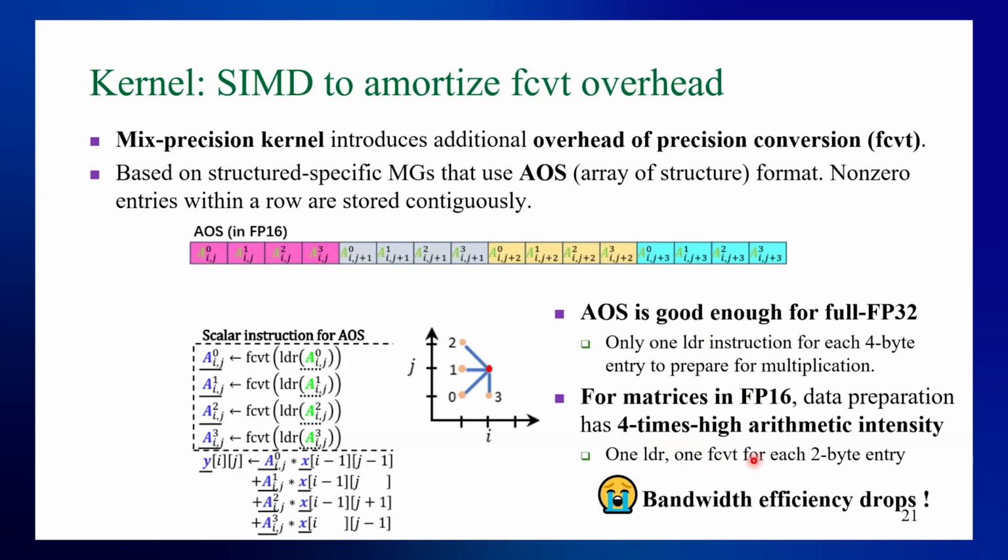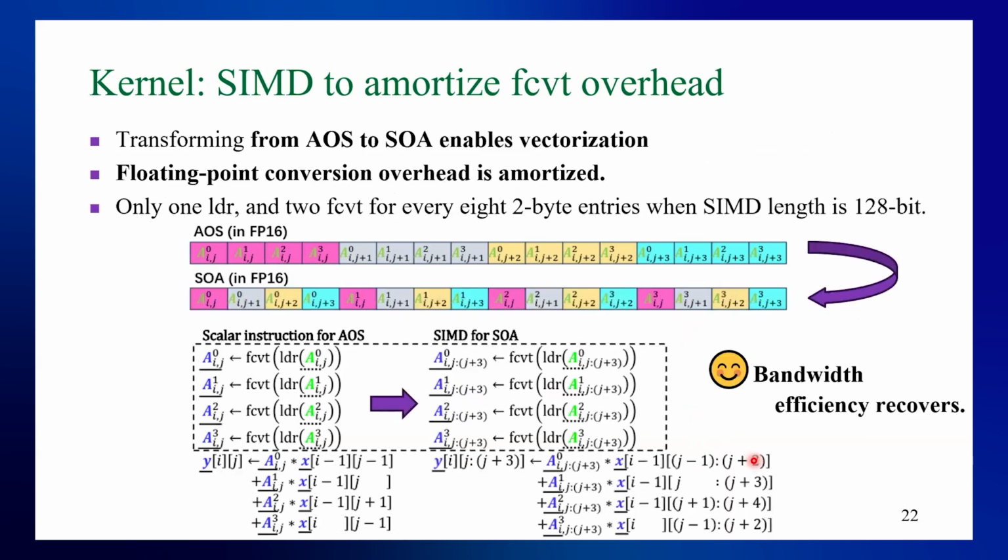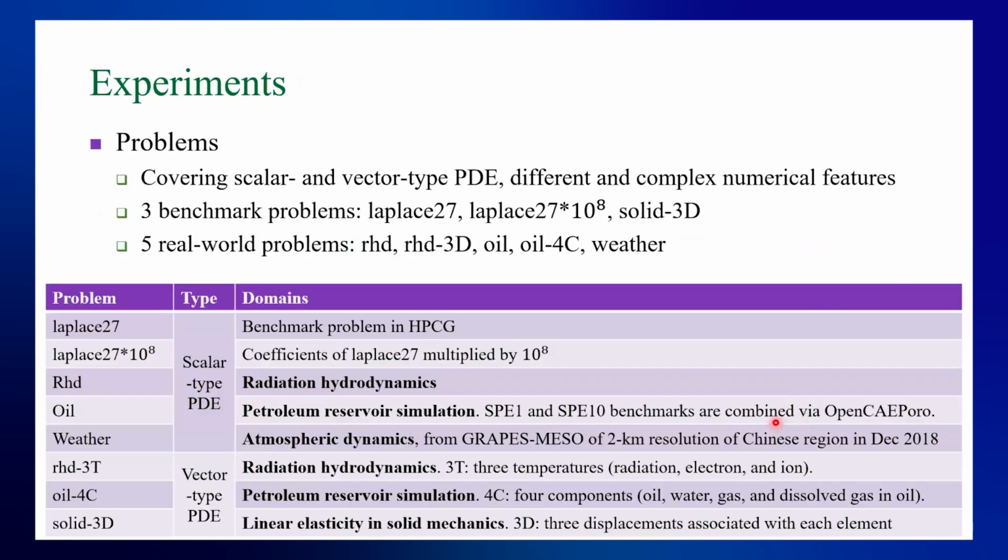So we need SIMD instruction to amortize the FCVT overhead. But the commonly used AOS format inhibits effective vectorization. So we need to transform it into SOA format to utilize SIMD instruction. And after that, we could observe the bandwidth efficiency recovers with this transformation. The next part is experiment.